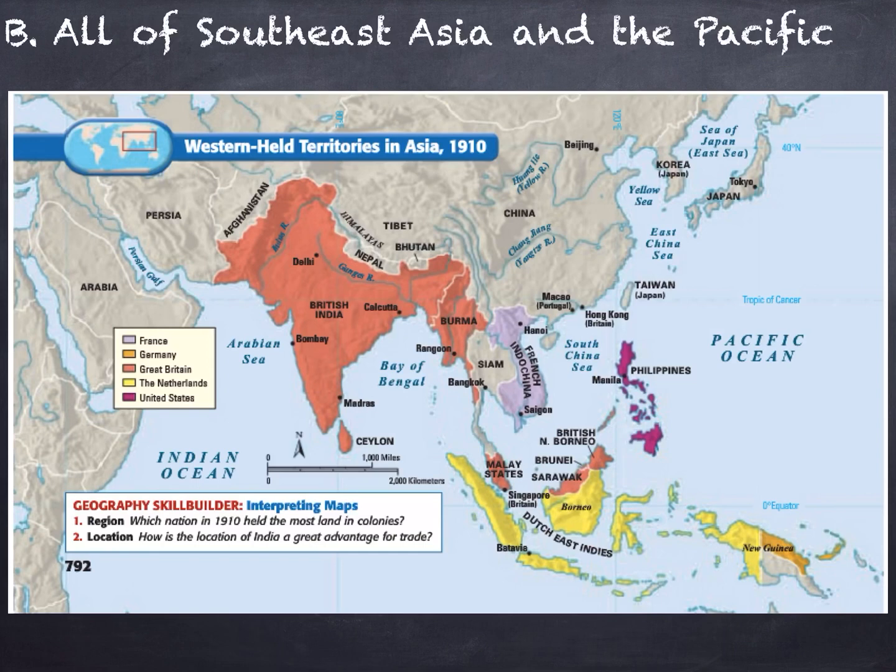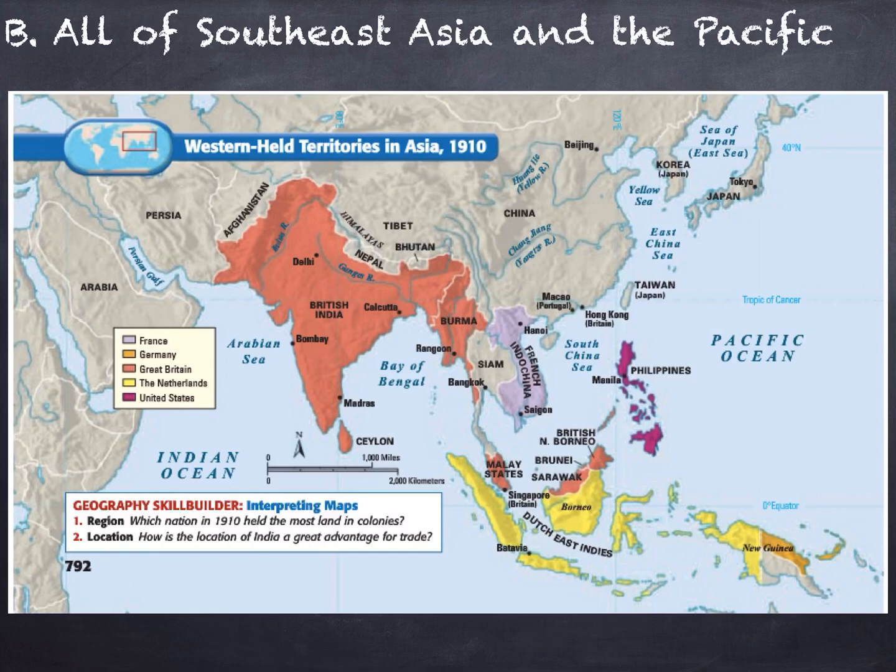Now, Africa wasn't the only place that was claimed. So here's a map, and it shows you a real good idea of Southeast Asia and the Pacific. You can see that India and Burma was absolutely dominated by England, okay? In fact, India by 1910 was called British India.